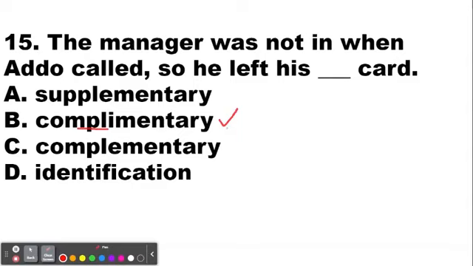So that is the word that collocates with card, complimentary card. Now, this complementary has to do with completing something. All right, so that is the option. The correct option is B. The manager was not in when Ado called, so he left his complimentary card. Take note of the difference in spelling.